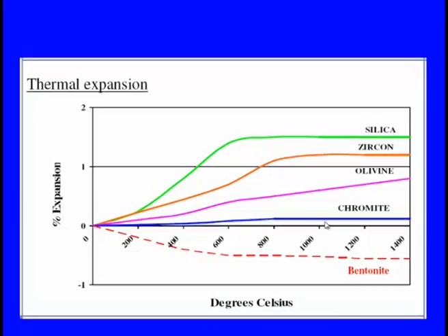Now when we compare all these sands, silica sand, zircon sand, olivine sand and chromite sand, silica sand has the highest thermal expansion, and next to that zircon sand's expansion is more, and below zircon sand is olivine sand. Remember that chromite sand has the minimum thermal expansion, it is thermally stable, but it is costly.